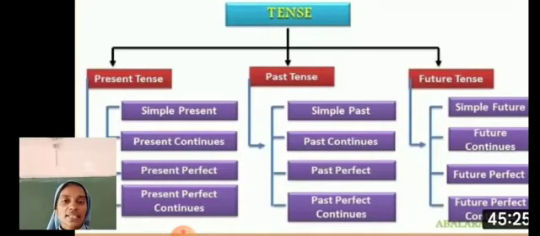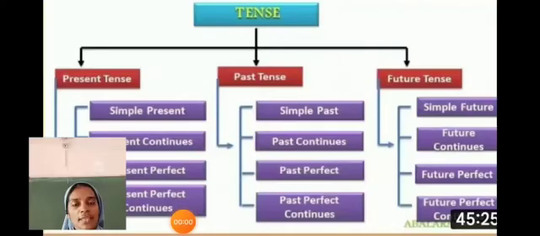In the present tense we can see simple present, present continuous, present perfect and present perfect continuous. In the past tense we can see simple past, past continuous, past perfect and past perfect continuous. In the future tense we can see simple future, future continuous, future perfect and future perfect continuous.